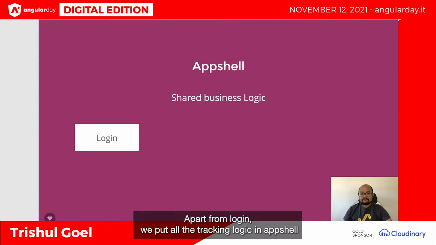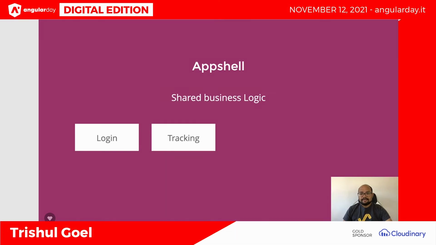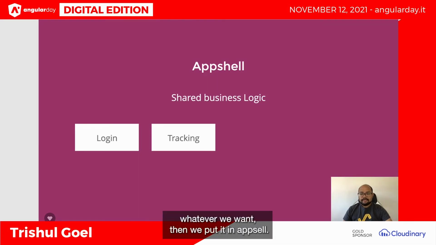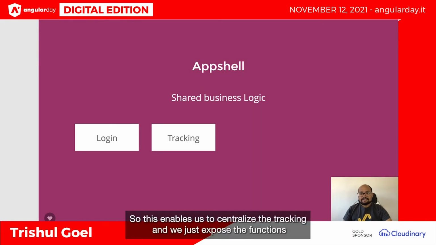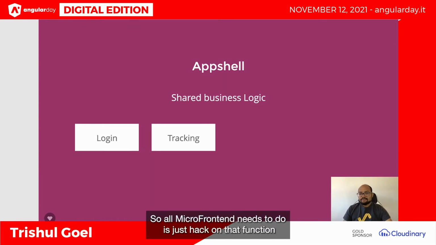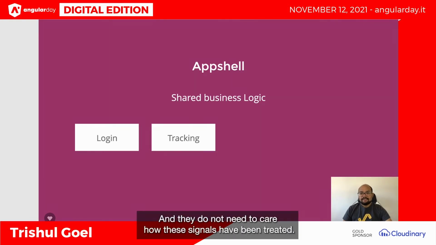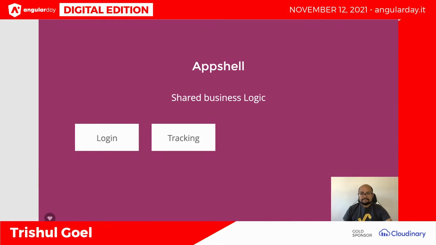If not logged in, they just send a signal like, okay, make the user log in and give us the data back. Apart from login, we put all the tracking logic in the Appshell so that we have a single place where all the tracking is maintained. May it be Google tracking, Facebook tracking, whatever we wanted, we put it in the Appshell. This enables us to centralize the tracking, and we just expose the functions from the Appshell to the micro frontends. So all a micro frontend needs to do is just call that function and send the signals, and they do not need to care how these signals are treated. The Appshell forwards the signals to the respective third-party websites.